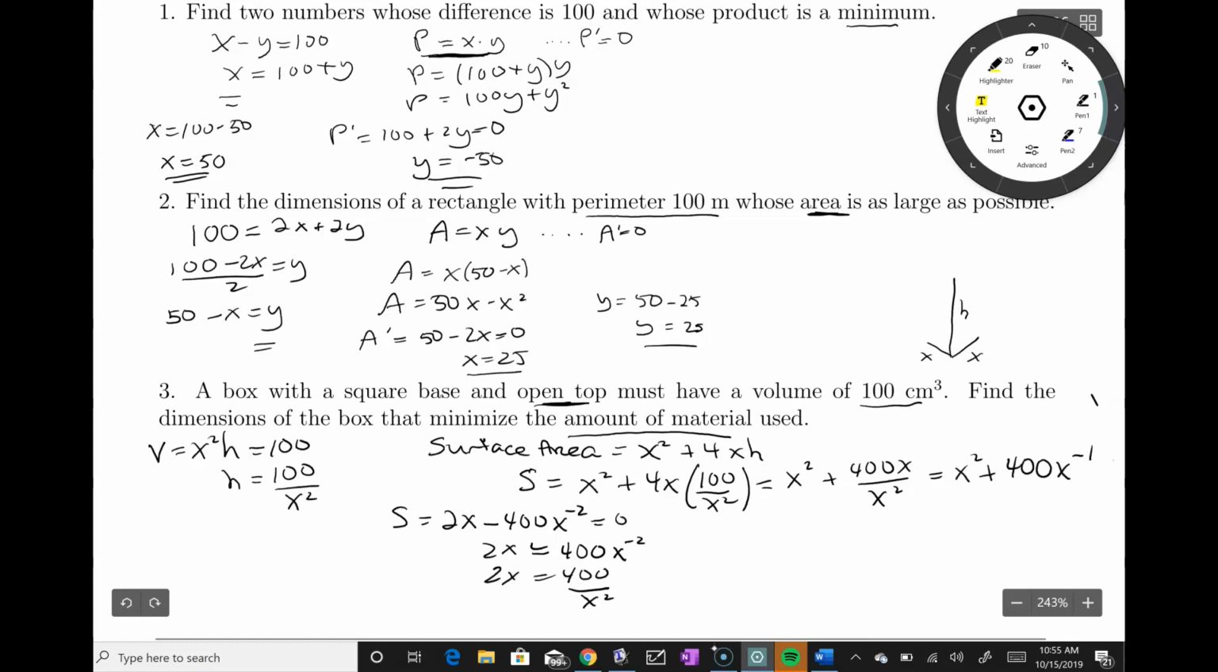I'm going to cross multiply, so I get x cubed equaling 200, and then I get x is equal to the cube root of 200. So to find what the height is going to be, I'm going to take this and put it back into here. So I get h is equal to, and I'm taking the 200, which is to the 1/3 power, and I'm squaring it, so that's to the 2/3.